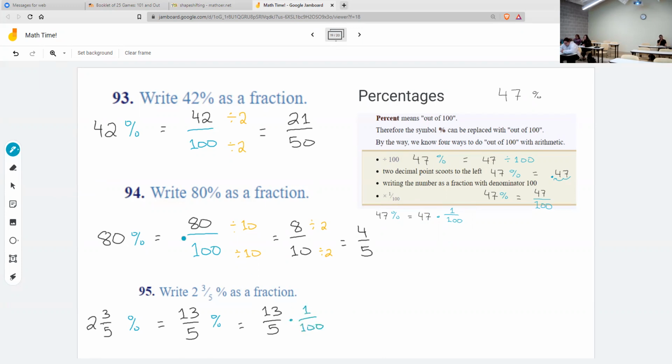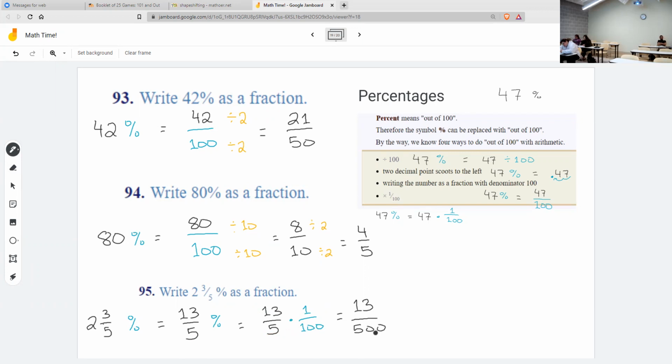We haven't done fraction multiplying yet. Again, we'll have real fraction classes sometime. But if you remember, maybe you multiply fractions by multiplying separately across the top and across the bottom. So 13 times 1 is 13. 5 times 100 is 500. And this one doesn't reduce, we are just done.